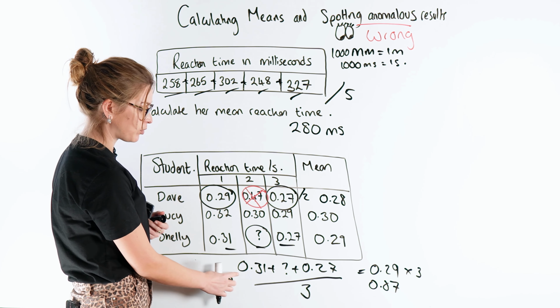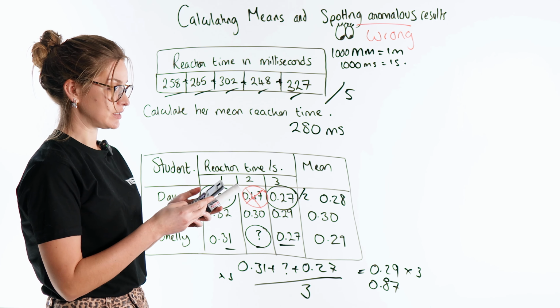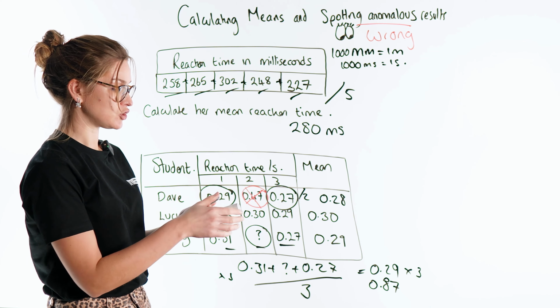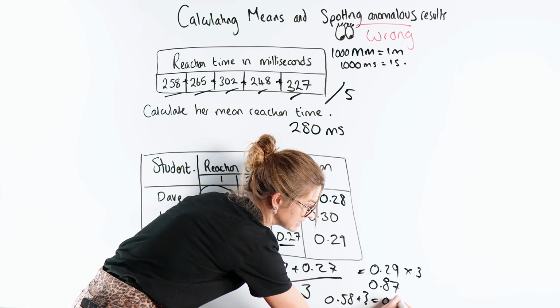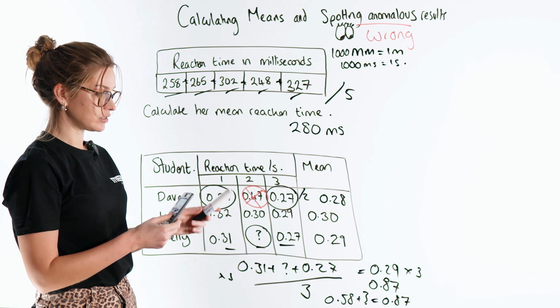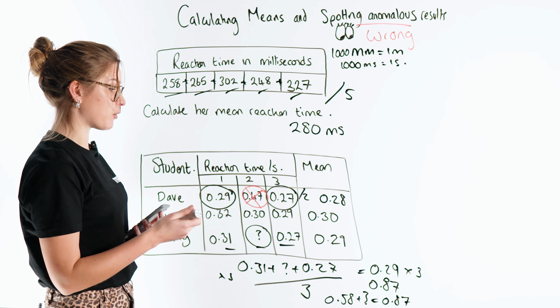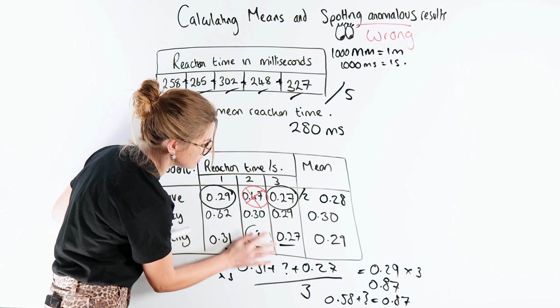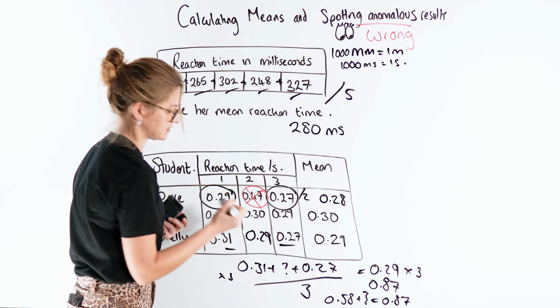I'm going to add these numbers together to make my life easy. So I'm going to do 0.31, add 0.27, and when you add those two numbers together, you get 0.58. So now what I have is 0.58 plus something gives me 0.87. To find what that something is, all I'm going to do is 0.87 take away 0.58. And what we end up with there is 0.29. So this missing result is 0.29.